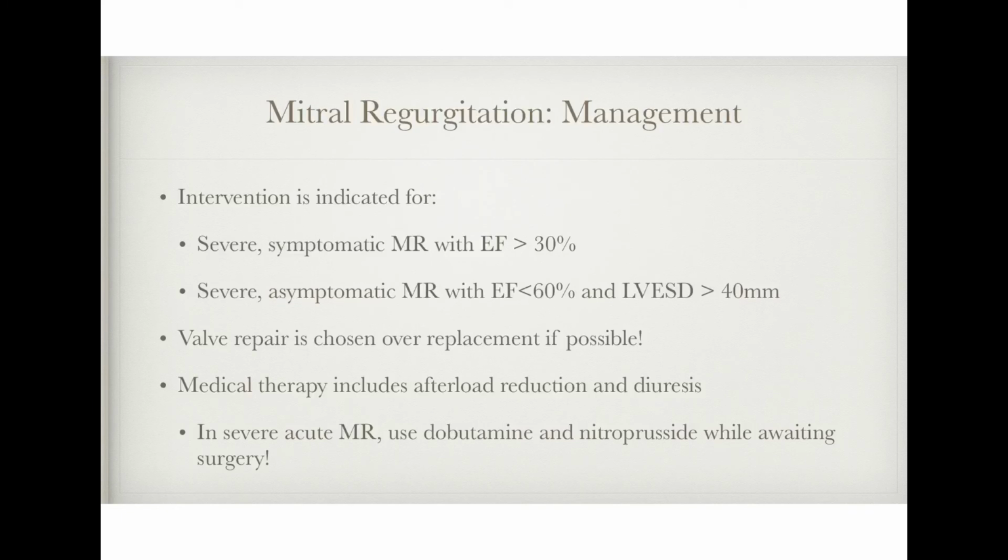In severe acute mitral regurgitation, which is a real emergency, particularly during papillary muscle rupture, you would use an inotrope such as dobutamine to help ensure forward blood flow, and nitroprusside as a potent afterload reducing agent while you're awaiting a patient getting valve replacement surgery.